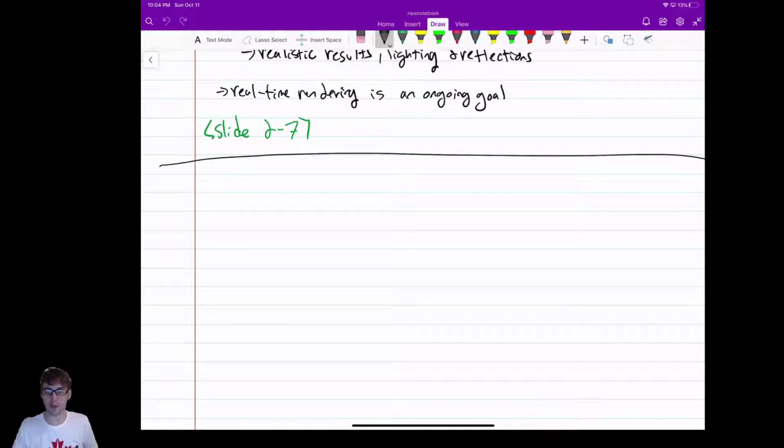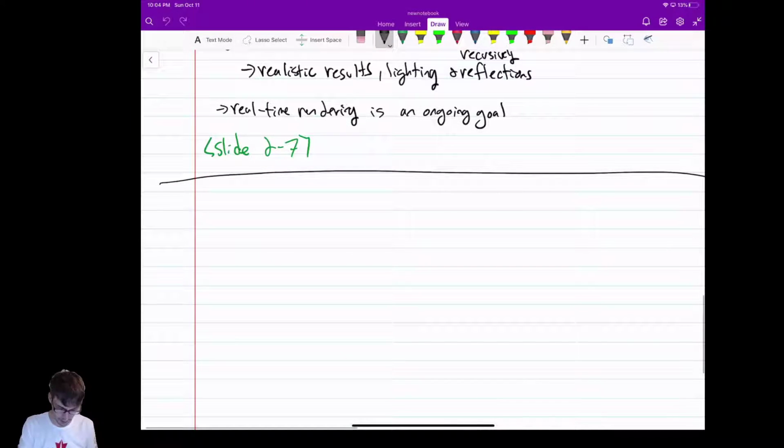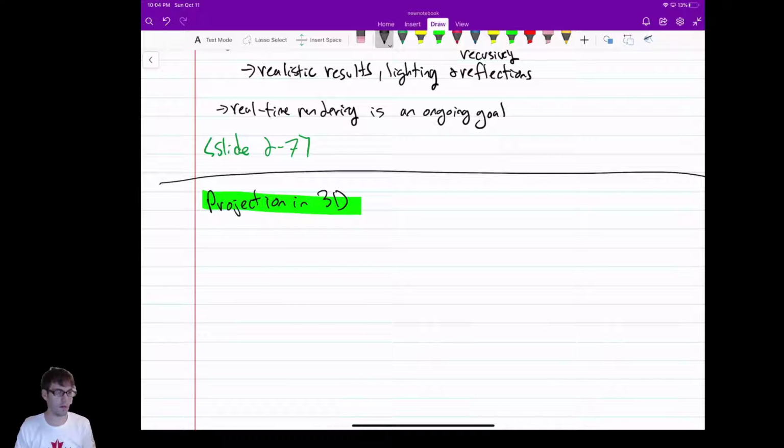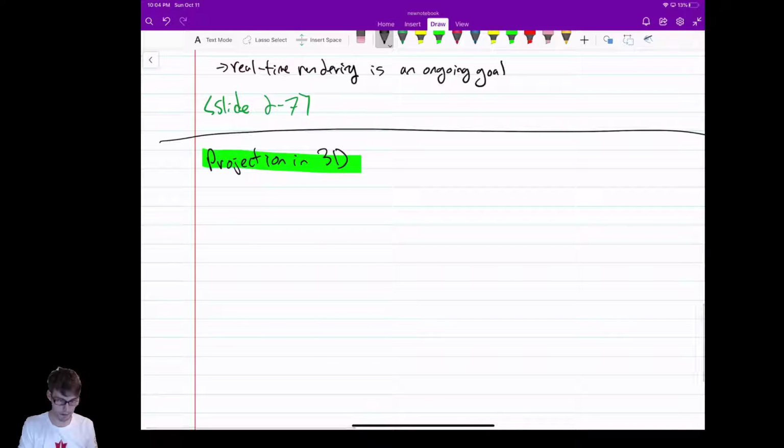So let's continue learning about 3D. So now I want to talk a little bit about how the projection works. So projection in 3D. Now, let's start by looking at slide 8. Okay.